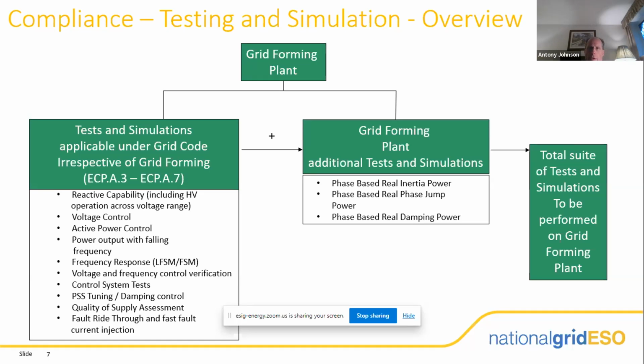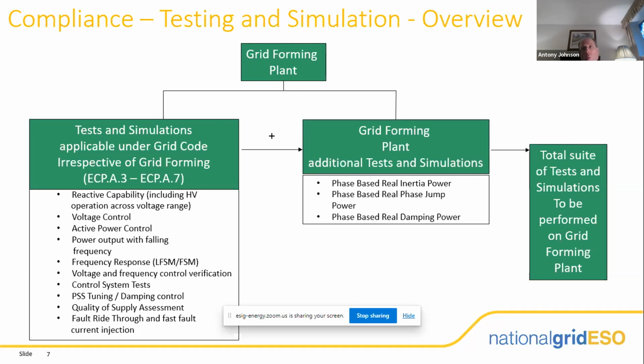Now the new element is the middle box. So we need to introduce some grid forming tests to demonstrate the capability of the plant to provide phase jump power, inertia power, and damping power. And basically when we add the two up, the tests and simulations that we would normally require under the grid code plus the grid forming tests, that results in the total suite of tests and simulations that we would be required to perform on the totality of the plant.